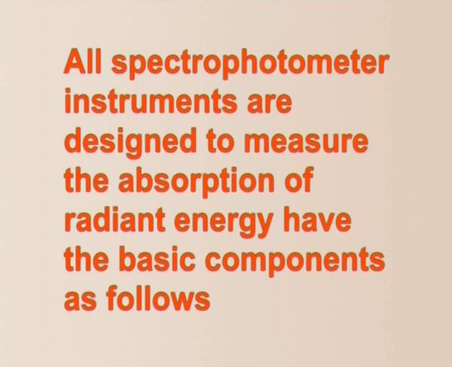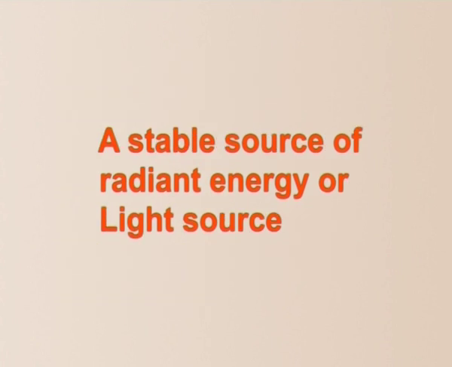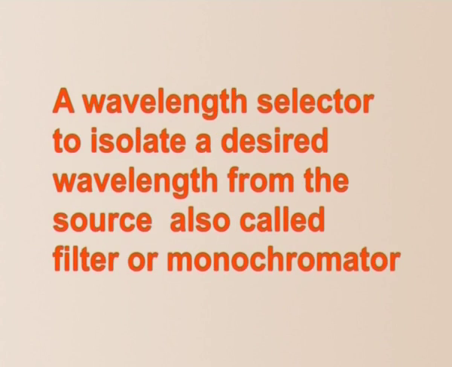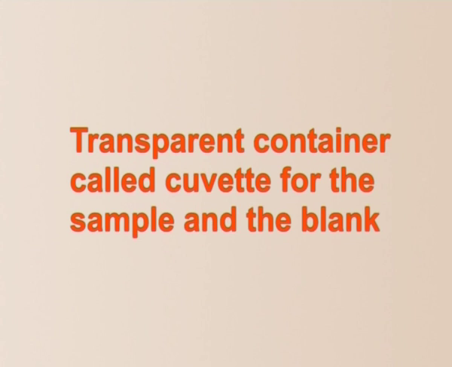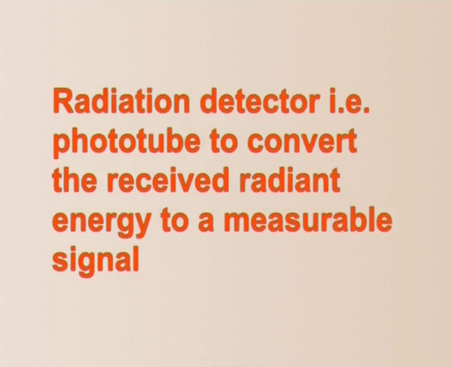Instrumentation. All spectrophotometer instruments designed to measure absorption of radiant energy have the following basic components. A stable source of radiant energy, or light source. A wavelength selector to isolate a desired wavelength from a source, also called a filter or monochromator. A transparent container called a cuvette for the sample and the blank.